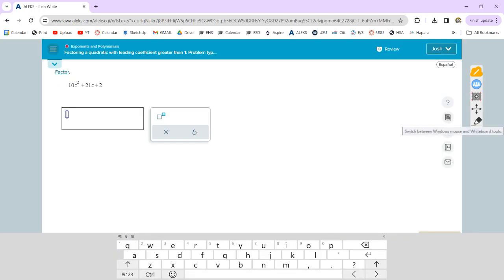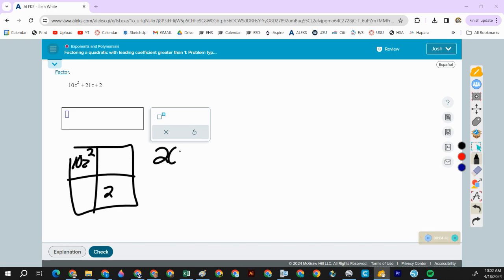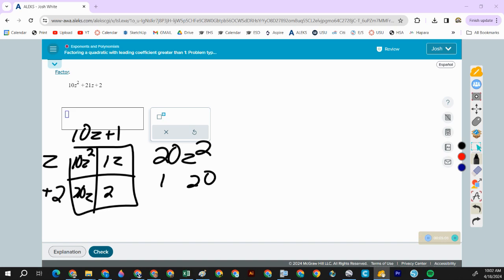Okay. Stick in the 10z squared and the 2. That makes 20z squared. Are there factors of 20 that add to be 21? That would be 1 and 20. So 1z and 20z. Pull out a z, and I get 10z plus 1. Pull out a 10z, and I get z plus 2. So my factors are 10z plus 1 and z plus 2.